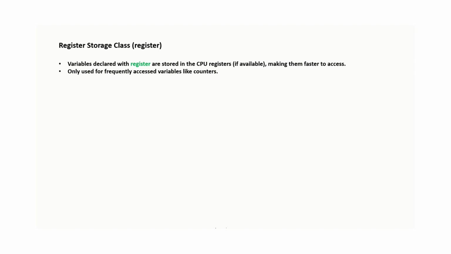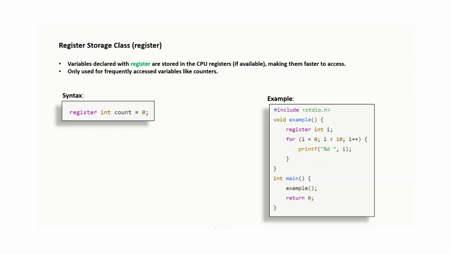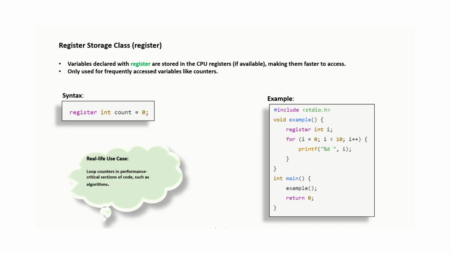Next up is the register storage class. Variables declared as register are stored in CPU registers if available, making them much faster to access. These are ideal for performance critical tasks. This is the syntax of register storage class. For example, a loop counter in an algorithm that runs millions of times, by declaring it as a register, you can improve your program's speed. It's like having a VIP pass to the CPU, giving priority access to the most frequently used data.